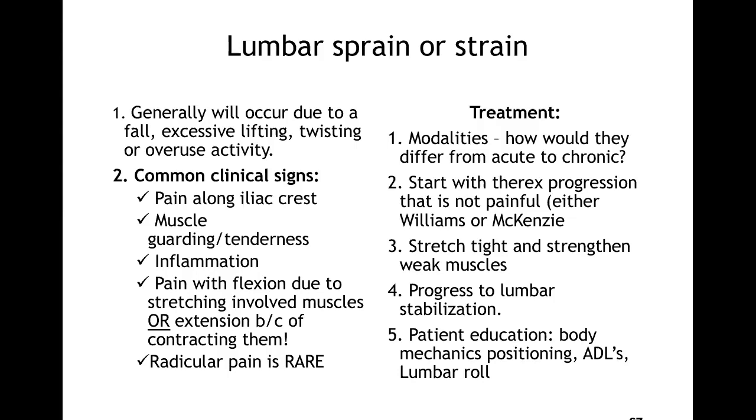So with this, if you see pain with flexion due to stretching involved muscles or extension because of contracting them, in order to decide what type of exercises we are going to do, we have to see what the patient has pain with or what increases that pain. So if the patient has pain with flexion, we're obviously not going to go with a Williams flexion based exercise program. We're going to stick with our McKenzie's. But if my patient has pain with extension, I am not going to do the extension exercises. I'm going to go with Williams. So this is one of the conditions that you can do either or. It depends what is increasing the symptoms in your patient.